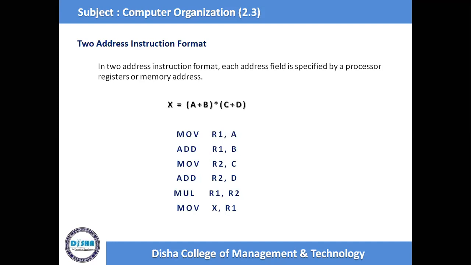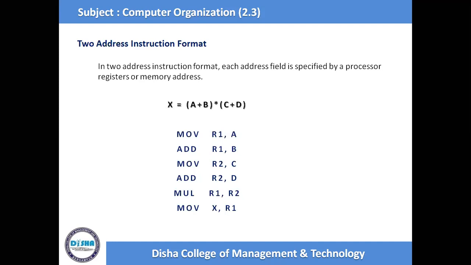Okay, here I am using move. This instruction specifies that the content of R1, which now holds A plus B cross C plus D, will move to X. Clear? So now when this instruction is executed, the R1 will be vacant, and it is ready to receive new data. So this way the two address instruction format works.